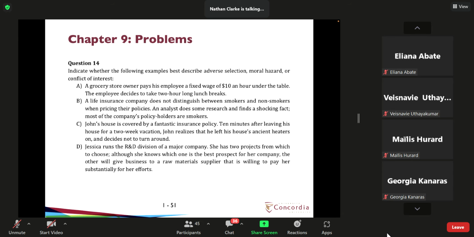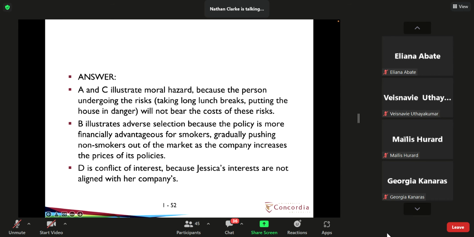And then lastly, D, this is definitely a conflict of interest. And it's because she's getting pulled in two different directions by people, right? She's struggling between, should I do what's best for my company or should I do what's best for me because I'm going to get paid under the table, right? So those are just some examples of the different kinds of asymmetric information.